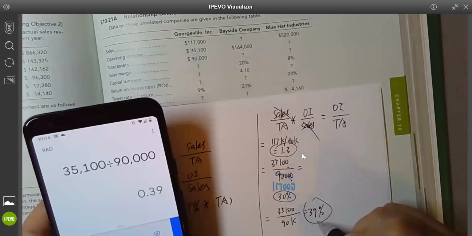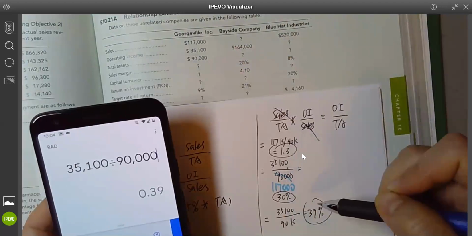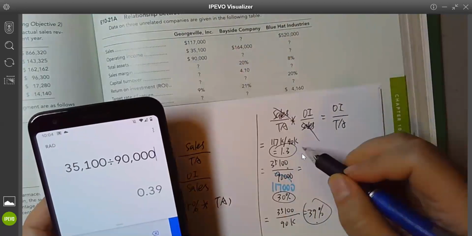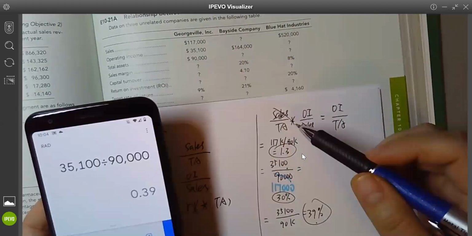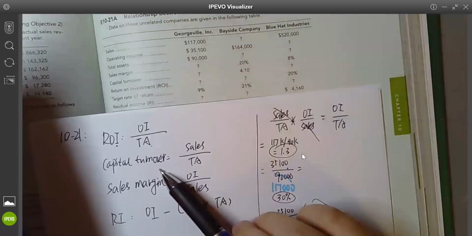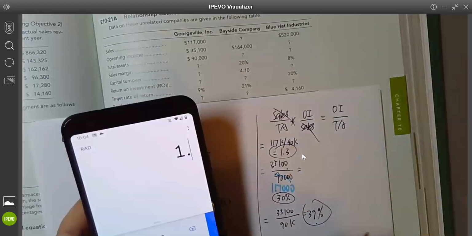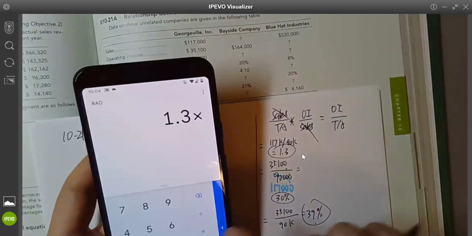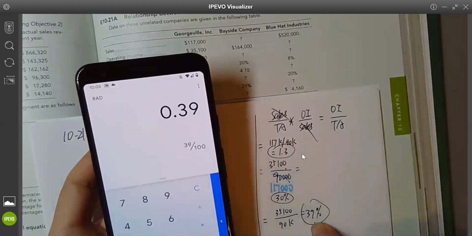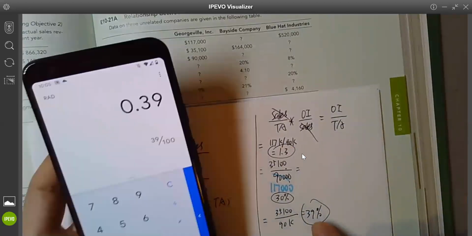Okay, so you said, hey, I want to double check. We said the ROI equals sales margin times capital turnover, right? So 1.3 times our 30% is exactly 39%. Okay, I double checked.